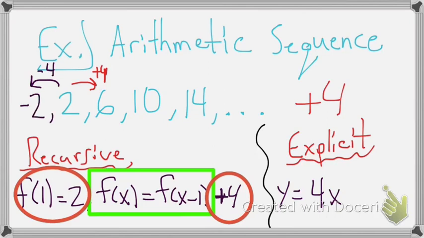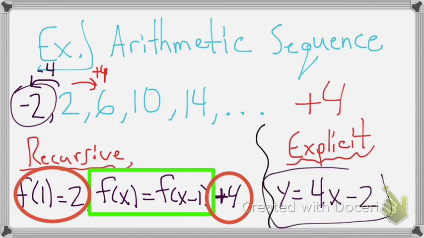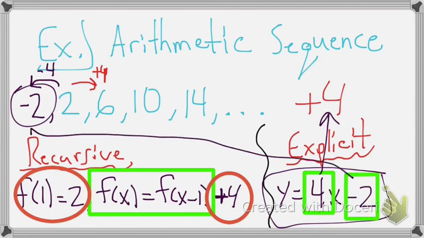So 2 minus 4 would be negative 2. And so that is our y-intercept. Okay, so in this one, we needed 2 numbers. The 4 came from the pattern. The minus 2 was just the very beginning, like what would have came before the start. That's your y-intercept. If you think about it, it's the very, very start.